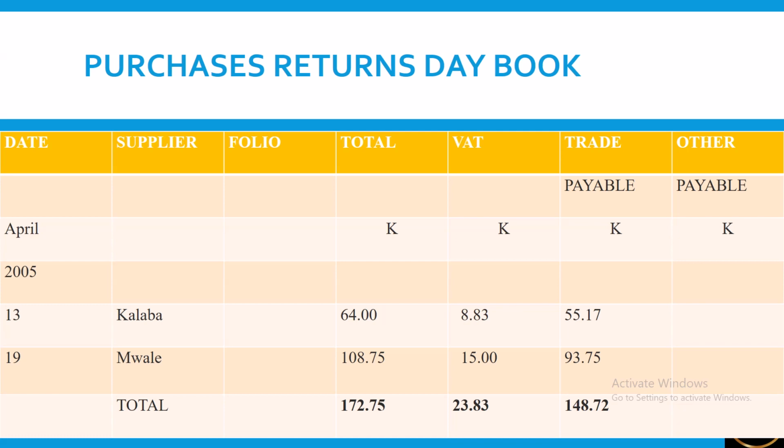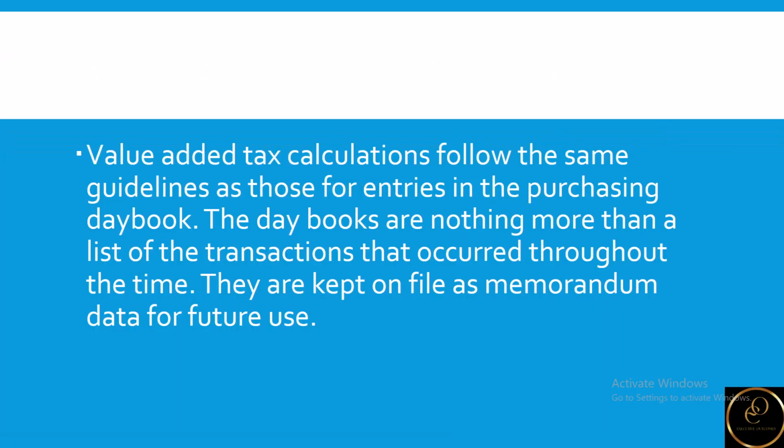So if these were the only transactions relating to returns, then you are going to get the totals. Under the total, you have 172 kwacha 75 ngwe. Under the value added tax, the total is 23 kwacha 83 ngwe. And the trade payables, 148 kwacha 72 ngwe. Let's look at the journal entries for this transaction.